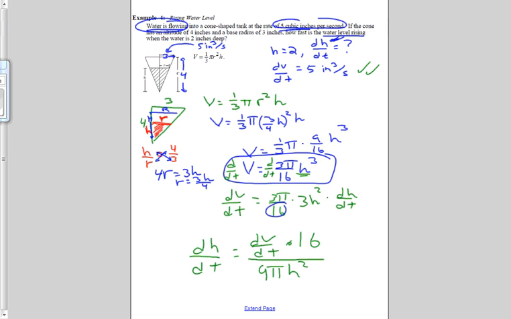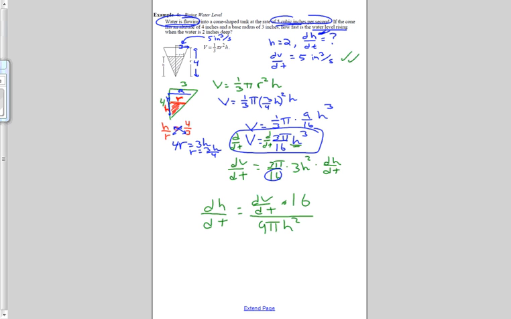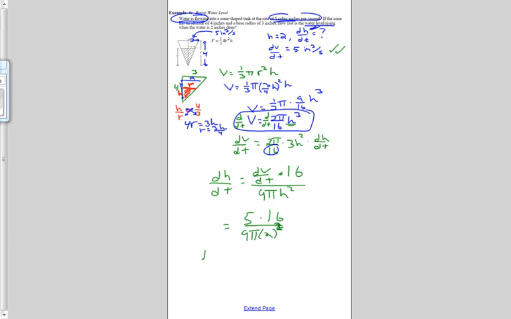And now we fill in. So we know that dv dt is 5, and we know that our h is 2. It's 2 squared. So when we simplify that, we get that our dh dt equals 20 over 9 pi inches per second.